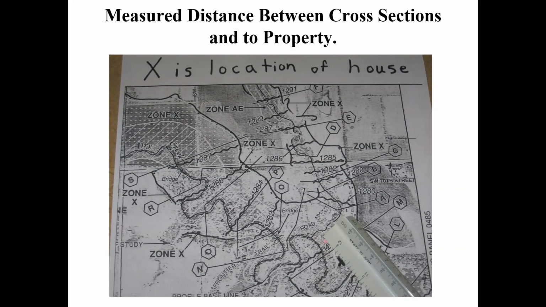So in this particular case, there's not a lot of meandering between cross-section M and our property location, but if there were, we're definitely trying to measure along the stream channel. So it's going to add a little more distance, and that's important. So do your best to measure along the stream channel.